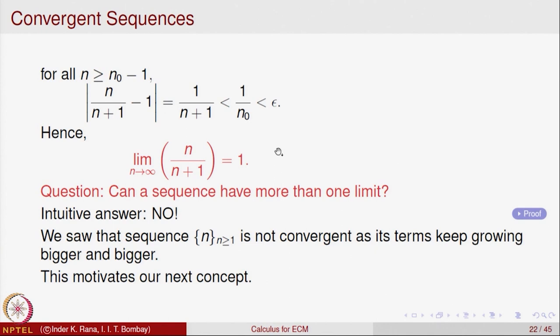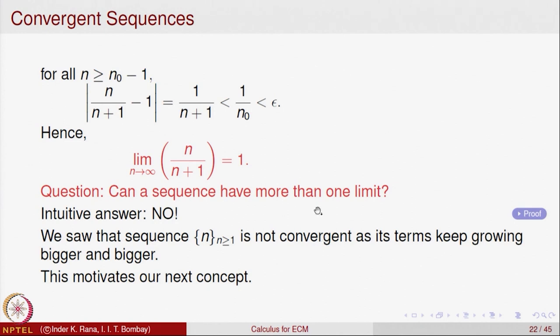At this stage, one can ask a question: can a sequence have more than one limit? One can prove that if a sequence has a limit, it is unique. Intuitively, it is quite clear the tail of a sequence cannot come closer to two different values. Geometrically, it seems impossible, but one can prove it rigorously. We will not go precisely into that. And we also saw that the sequence n is not convergent because it keeps on increasing.